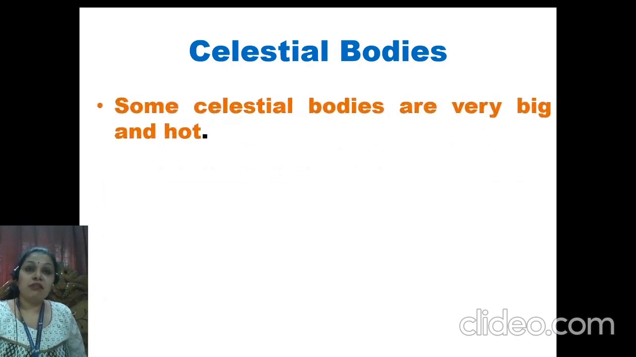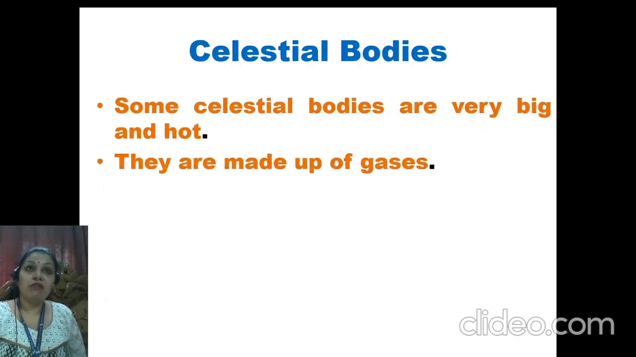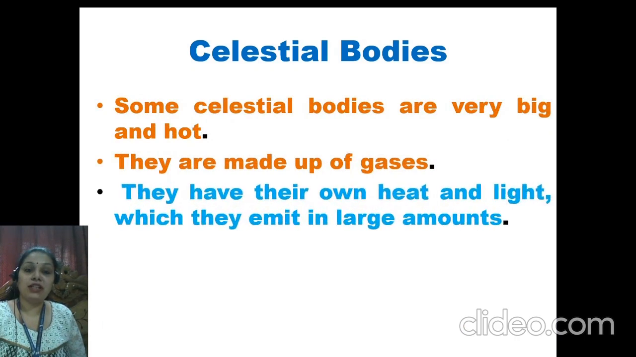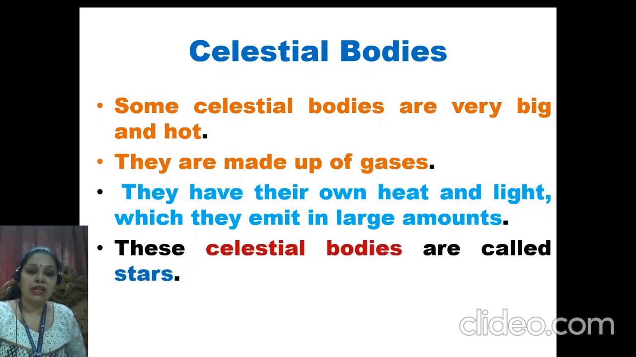Some celestial bodies are very big and hot. They are made up of gases. They have their own heat and light, which they emit in a large amount. These celestial bodies are called stars. So all the celestial bodies which are very big and hot, made of gases, and have their own heat and light emitted in large amounts, are called stars.